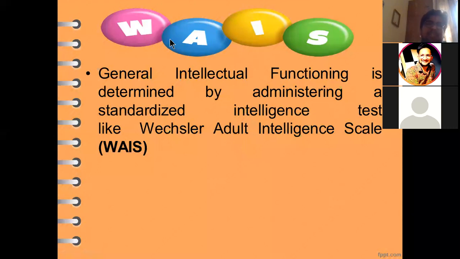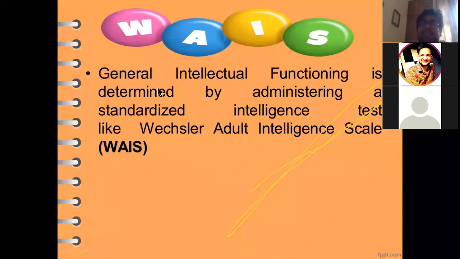It is a standardized rating scale called WAIS, the Wechsler Adult Intelligence Scale. General intellectual functioning is determined by administering a standardized intelligence test. This test was developed by Wechsler, a psychologist. In the first year, you might have studied about the Wechsler Intelligence Scale for Children. This is the scale we use for adults. When we use this scale, we can identify the person's actual mental age.